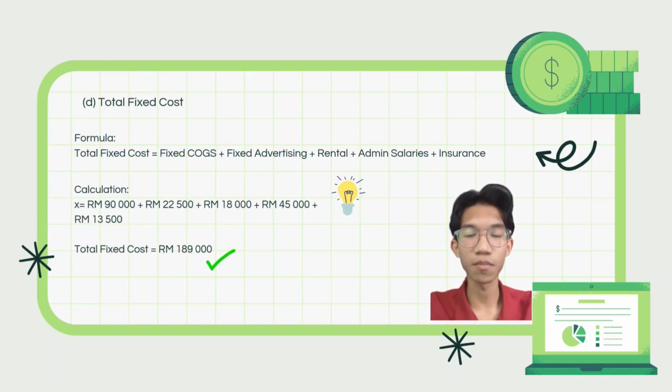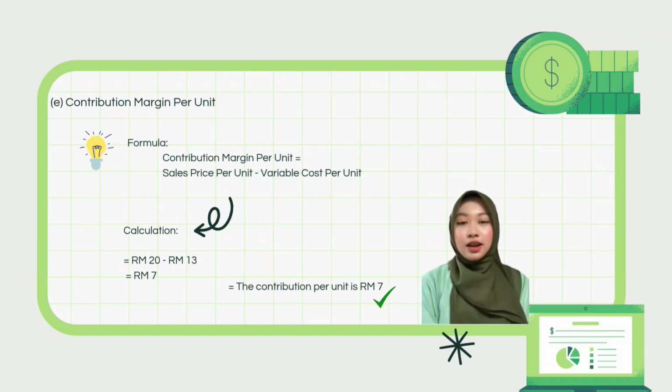Next is sub-question D, total fixed cost. The formula for it is total fixed cost equals fixed COGS plus fixed advertising plus rental plus admin salaries plus insurance. So the calculation for total fixed cost is 90,000 plus 22,500 plus 18,000 plus 45,000 plus 30,500, which is equal to 189,000 ringgit Malaysia total fixed cost.